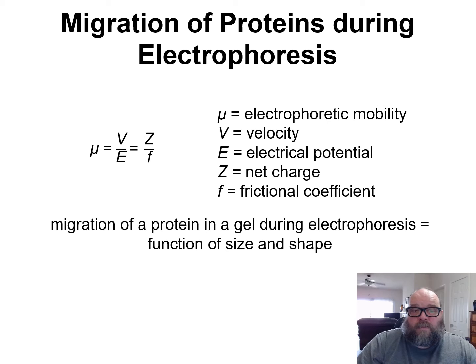How far things are going to move is based on, as you see here above my head, quite a few other variables. What's the charge, the velocity, electrical potential of the polypeptide, what's the overall net charge, friction coefficient of how it's going to be able to move through whatever polyacrylamide gel you chose, or agarose gel, or anything like that.